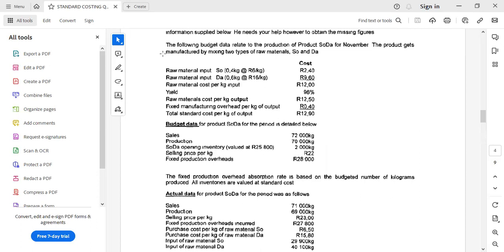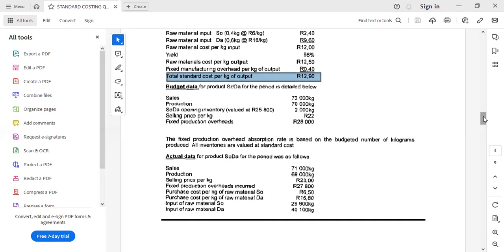Right. If you get here, we are given the cost per unit, and the standard cost per kg is 12.90. Remember, I said that the standards are the ones that are used to create the budget. So you should know that the standards are used to create the budget. So what we're going to do, we'll take this 12.90 and then multiply by the production units, which is 70,000. We take the production cost per unit and then we multiply by the units produced.